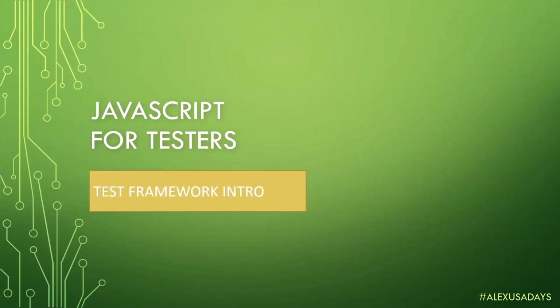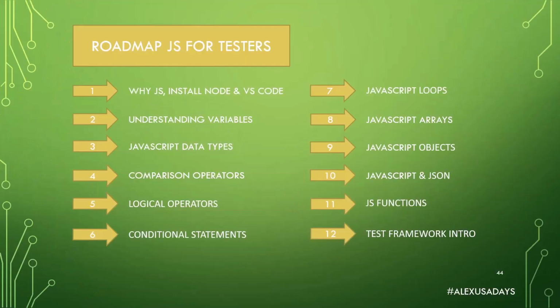So today we're doing JavaScript for testers. The last video, we're going to get introduction into a test framework, and we'll create some tests. Now, this is module 12, so we're all done. After this module, I'm probably going to go and work on a new course, something with automation, so either Playwright or Cypress, we'll see. But yeah, this is it for now.